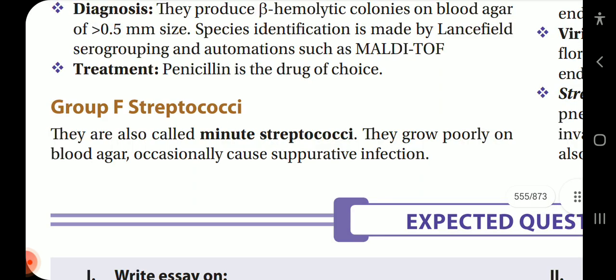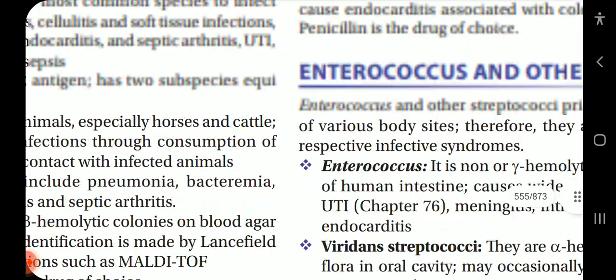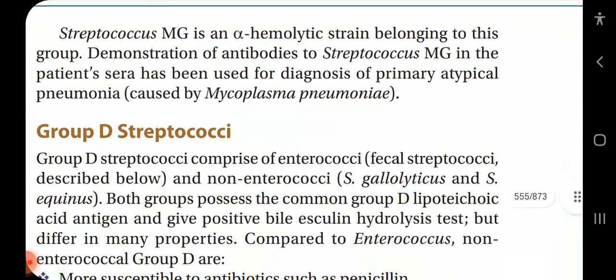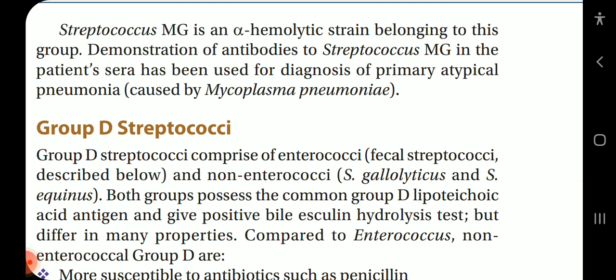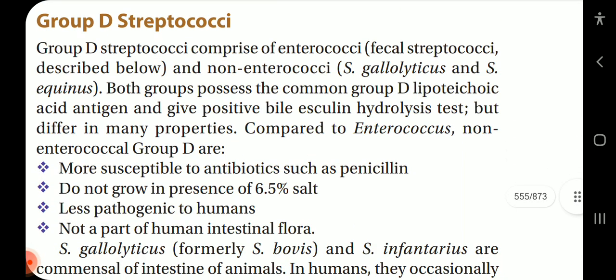Group F streptococci are also called minute streptococci. They grow poorly on blood agar and occasionally cause suppurative infections. Streptococcus milleri is an alpha hemolytic strain belonging to this group. Demonstration of antibodies to Streptococcus MG in the patient's sera has been used for diagnosis of primary atypical pneumonia caused by Mycoplasma pneumoniae. Group D streptococci.